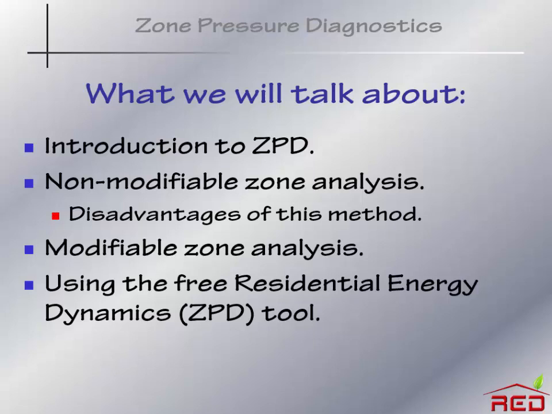The much more powerful analysis is modifiable zone analysis. And for examples of this type of analysis, as a calculation aid, I will use the Residential Energy Dynamics ZPD tool. This is free. It's online. You could go there right now if you want. It's always there for you to use if you wish.